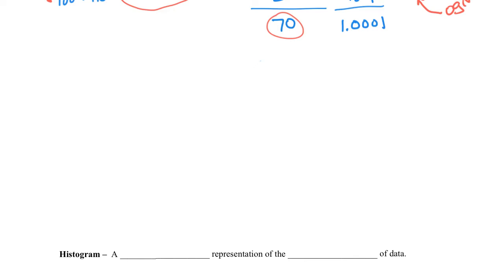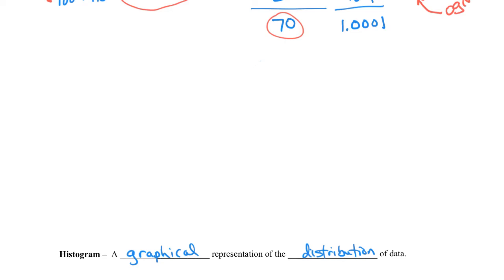I'm looking at this little fill in the blank. I guess we can fill this in real quick. So a histogram is a graphical representation of the distribution of data. And we'll see when we make it what that means. So we're going to make a couple little graphs here. The first one I will make right here.